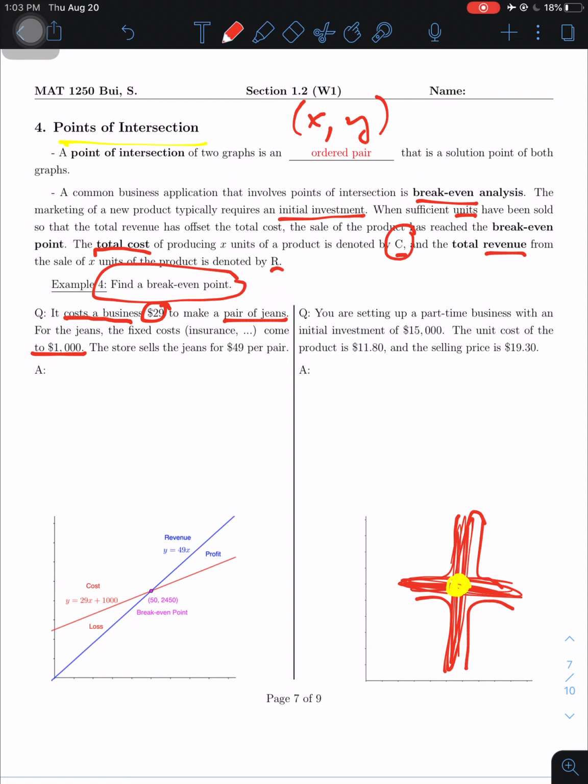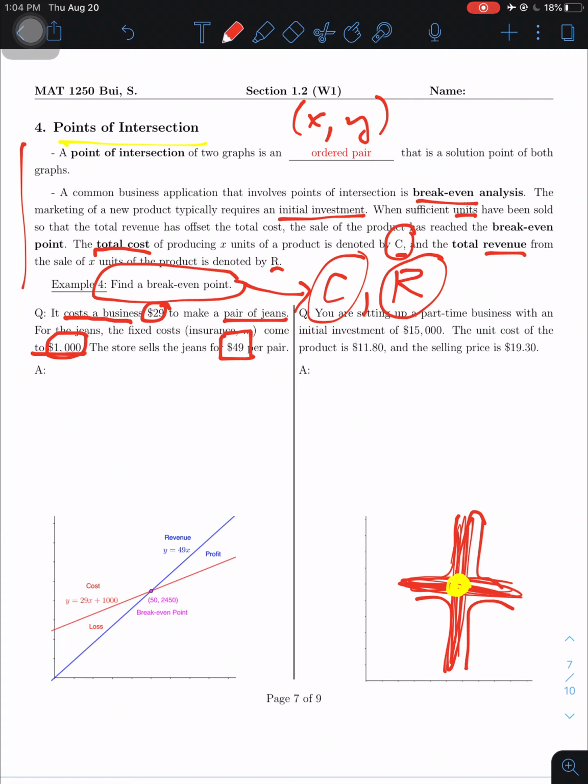Okay, so as we learned in here, to find the break-even point, we have to know the cost function and the revenue function, right? We have to know how much we have to pay and how much we get from each product. So this number is definitely for the cost, and the fixed cost in here is also for the cost. This number in here would be for the revenue, because the $29 is how much you have to pay, the $1,000 is how much you have to pay, and the $49 is how much you earn for each pair of jeans, if that makes sense.